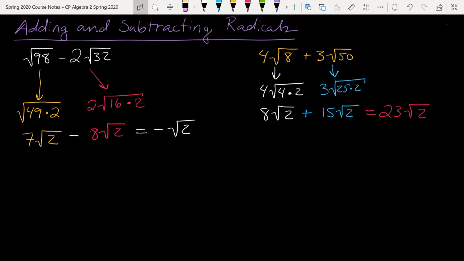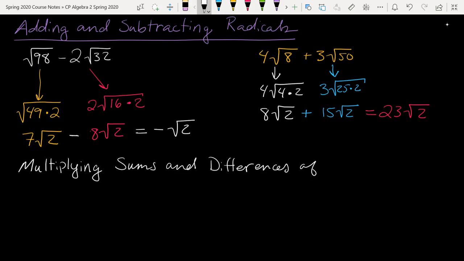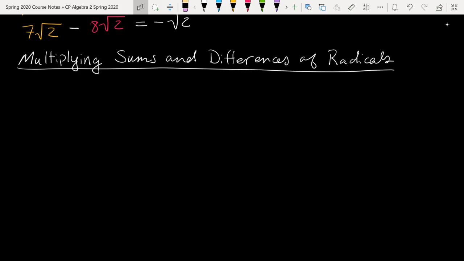The last thing I want to take a look at is combining the two things we just did, multiplying radicals as well as adding and subtracting them. In this case, we're going to end up with products of radicals that are added or subtracted. Let me show you what I mean. Hopefully this setup looks somewhat familiar.